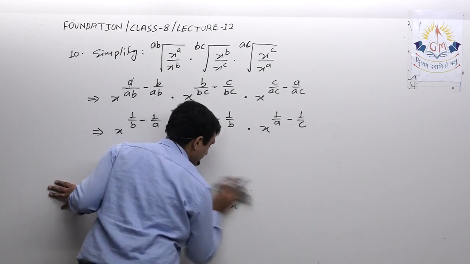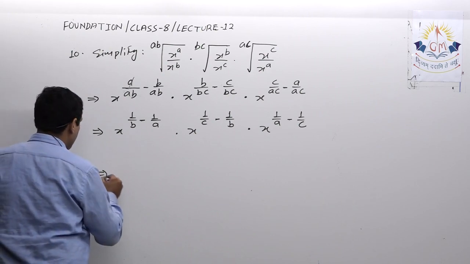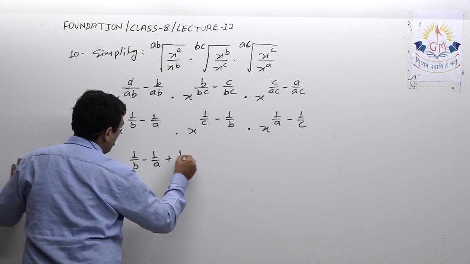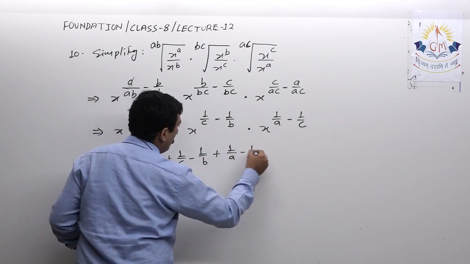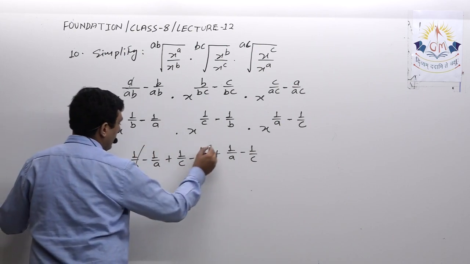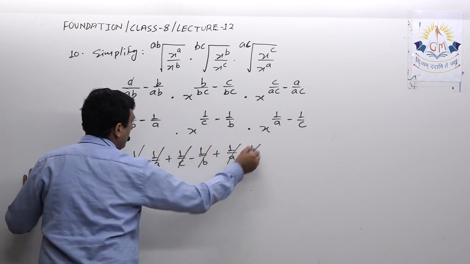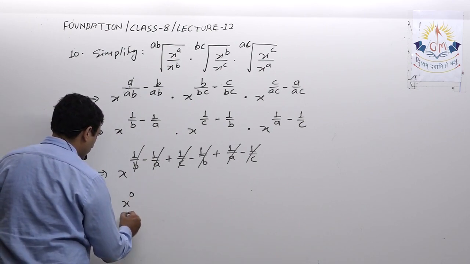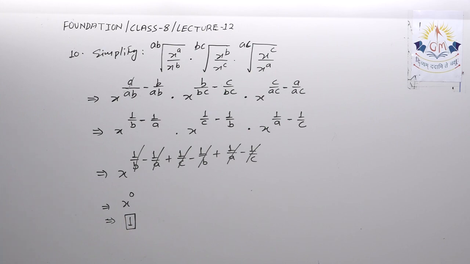Now I can apply the power law. So that gives me x raised to 1 upon B minus 1 upon A plus 1 upon C minus 1 upon B plus 1 upon A minus 1 upon C. So ultimately here 1 upon B minus 1 upon B, minus 1 upon A plus 1 upon A, plus 1 upon C minus 1 upon C. So x raised to 0, that is equal to 1. So please note it down, this remaining solution.